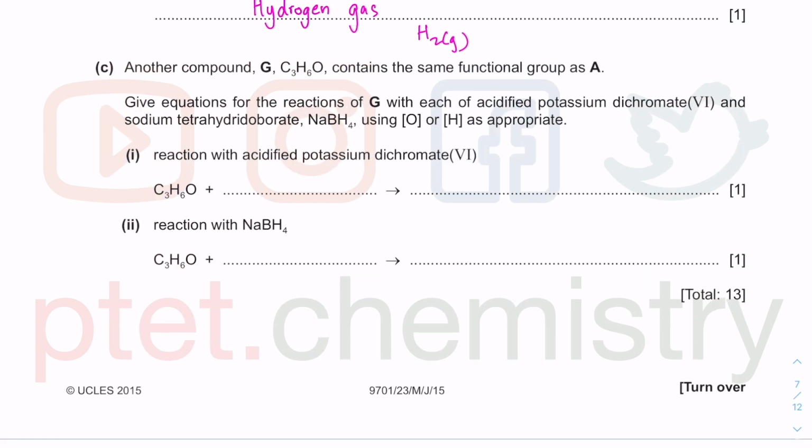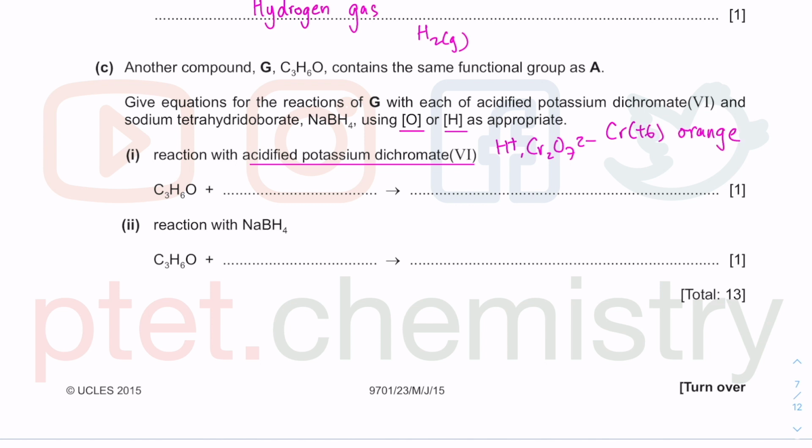Now part C, this is about balancing equations. So we're going to use oxidizing agent, this square bracket O, which is counted as 1 oxygen atom, or this square bracket H for reducing agent, like sodium borohydride. So we're given these molecular formula which are easier to balance, to be honest. We're going to react it with acidified potassium dichromate 6. So this is the orange color reagent, chromium plus 6, which is orange.